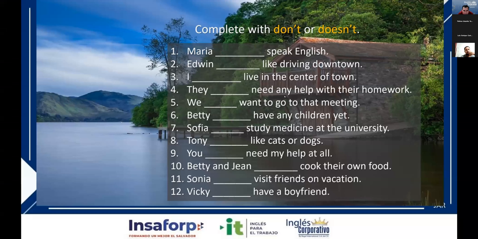Betty and Jen doesn't, it should be, right? No, don't. We're talking about them. Don't. Betty and Jen. They are all food. Sona doesn't visit friends on vacation. Vicky doesn't have a boyfriend. That's all.